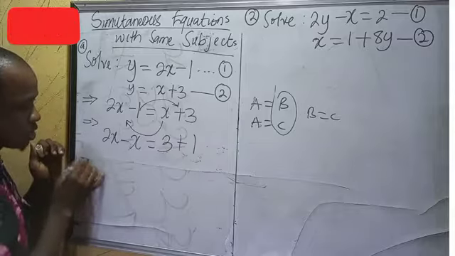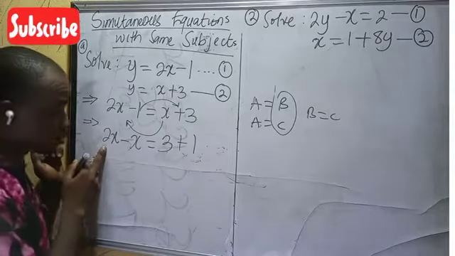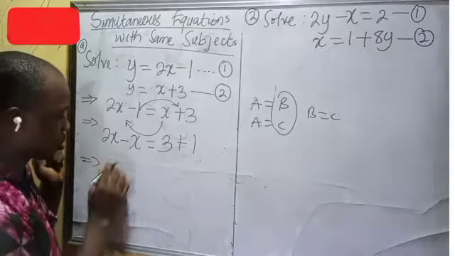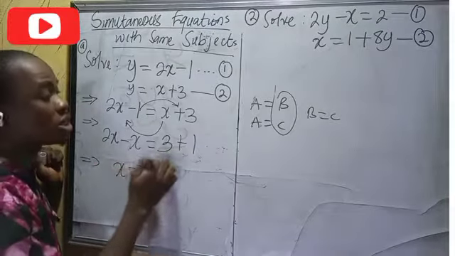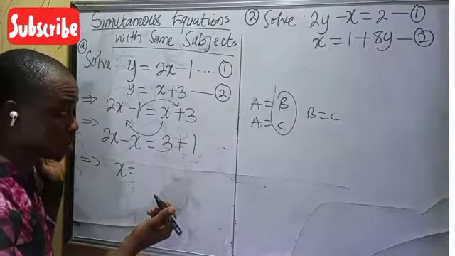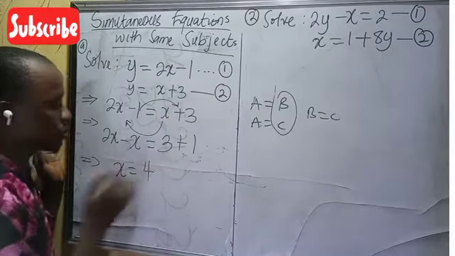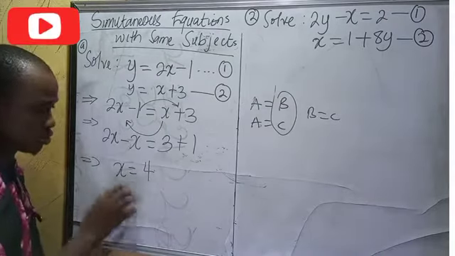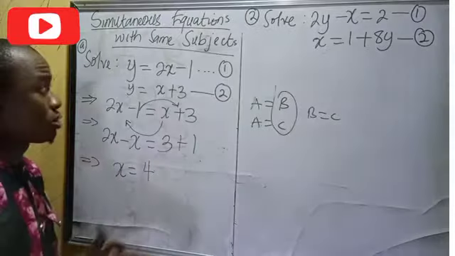So now from here, what's the next thing we are going to do? We can have 2x minus x is equals to x, equals to 3 plus 1. That is going to give us what? That's going to give us 4. So one of the variable is what? Is 4. Now remain y.